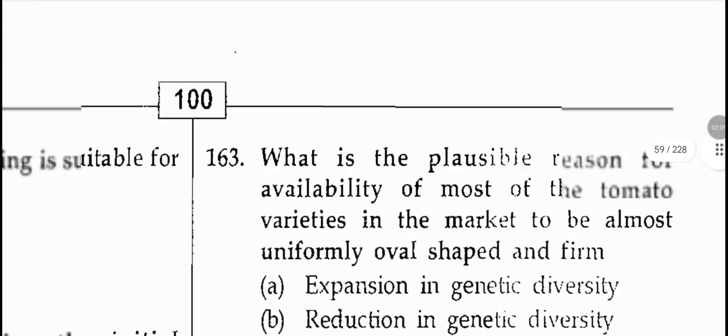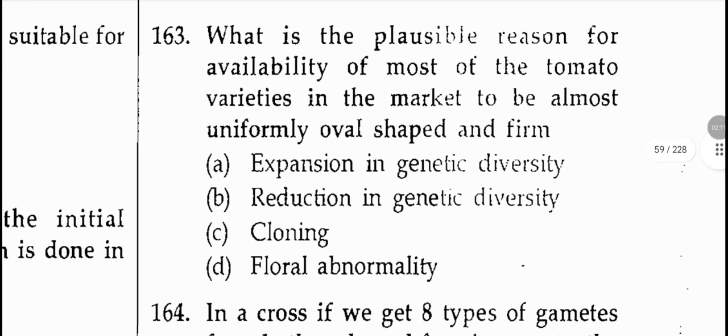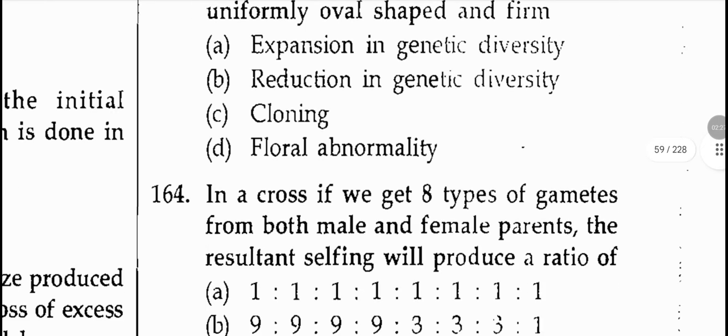Question number 163. What is the possible reason for the ability of most of the tomato varieties in the market to be almost uniformly oval shaped and firm? It is option B, reduction in the genetic diversity.